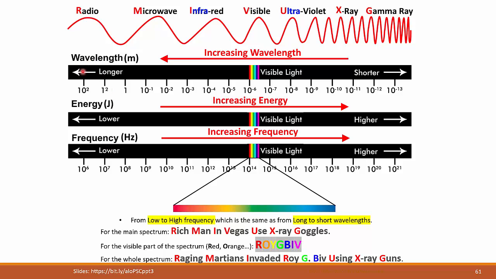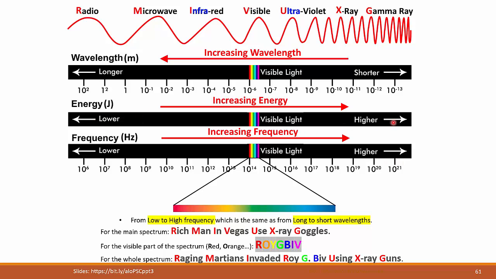Now notice for wavelength, we have long wavelengths. This is like 100 meters towards the left of the screen, and short wavelengths. This is a very tiny wavelength towards the right of the screen. So the wavelength increases towards the left. However, frequency increases towards the right. So we have low frequencies here for radio waves and very high frequencies for gamma rays.